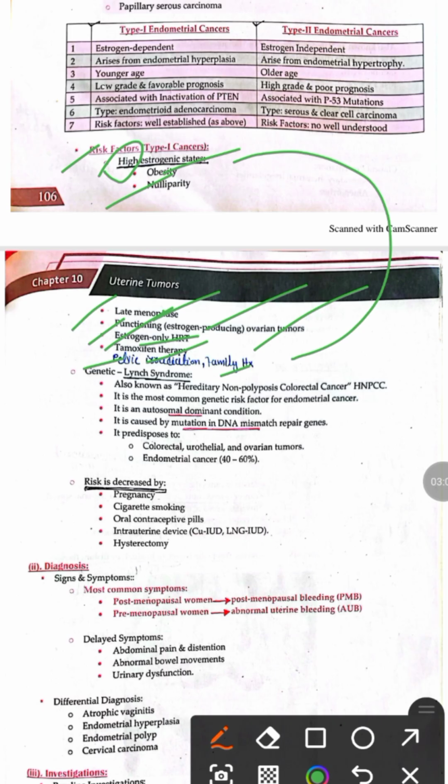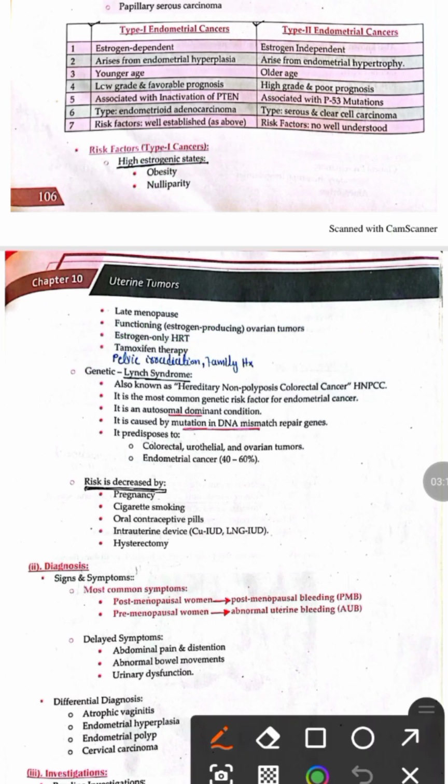Similarly, endometrial cancer may be associated with a genetic syndrome, that is Lynch syndrome, which is also known as hereditary non-polyposis colorectal cancer, and it is the most common genetic risk factor for endometrial cancer. It is an autosomal dominant condition, and it is caused by mutation in the DNA mismatch repair gene. It predisposes the patient to colorectal cancer, urothelial or transitional cancer, and ovarian tumors, and it also causes endometrial cancer in around 40 to 60% of women.